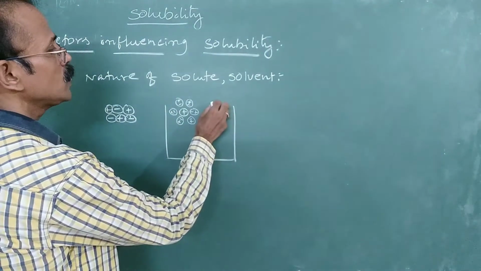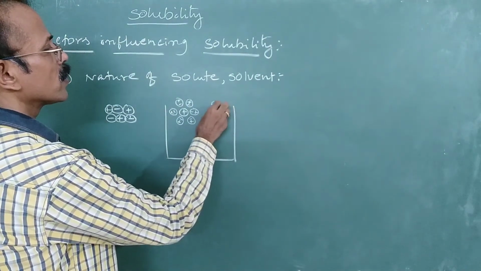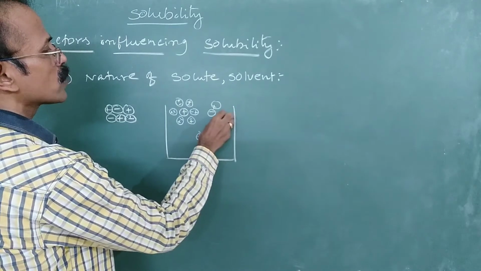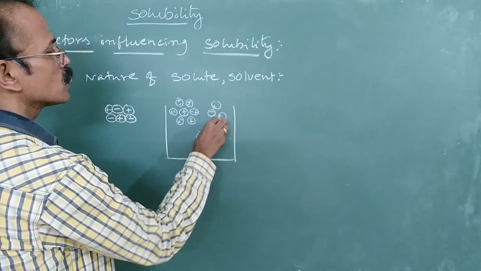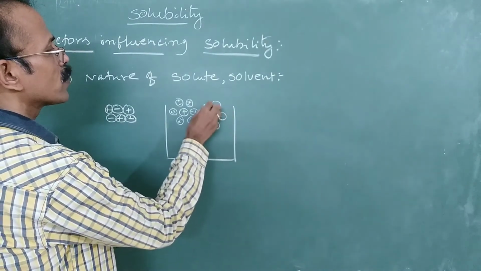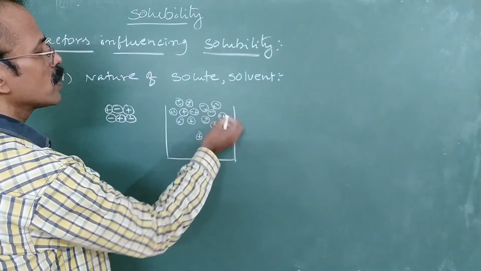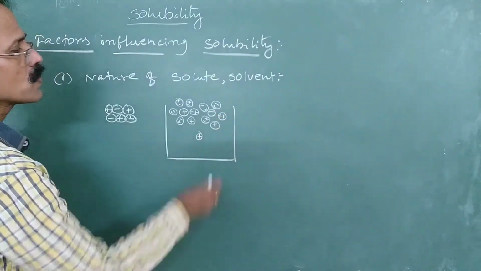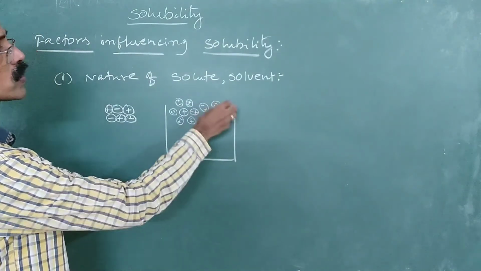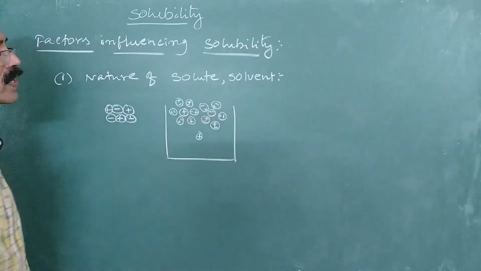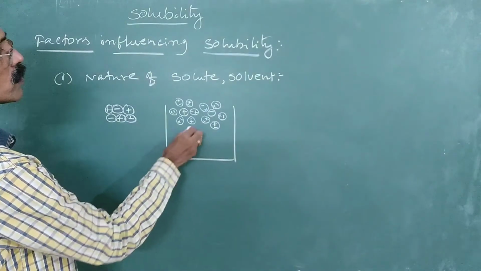Similarly, the negative ion is also surrounded by water molecules, and the positive terminals are projected like this. So the positive terminal is oriented in the direction of the negative ion. That is what happens: positive and negative ions are surrounded by water molecules, right?